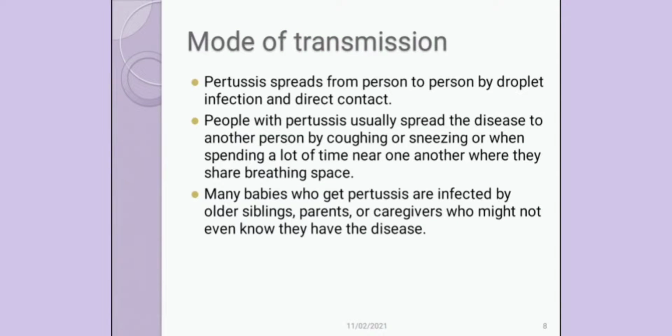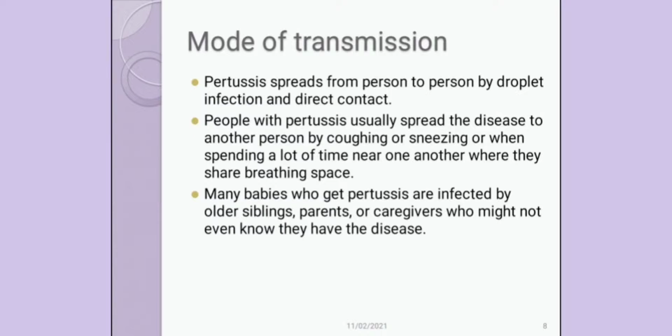Let's discuss the pathophysiology of the disease, that is the mode of transmission. This disease can be transmitted from person to person by droplet infection and direct contact. People with pertussis usually spread the disease to another person by coughing or sneezing or when spending a lot of time near one another where they share breathing space.